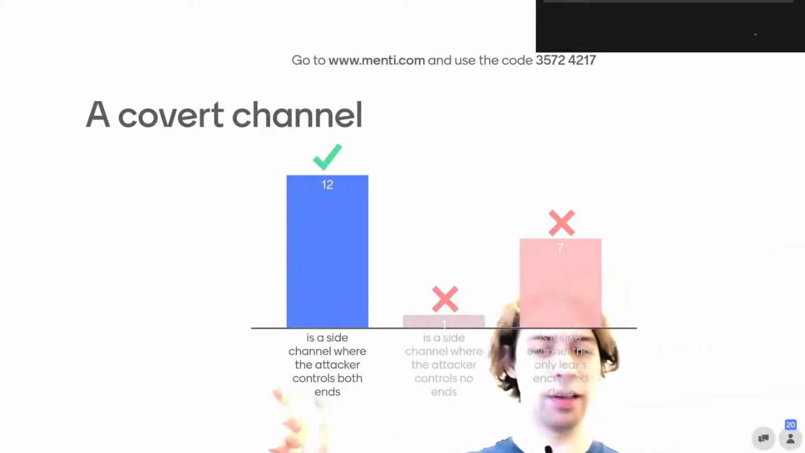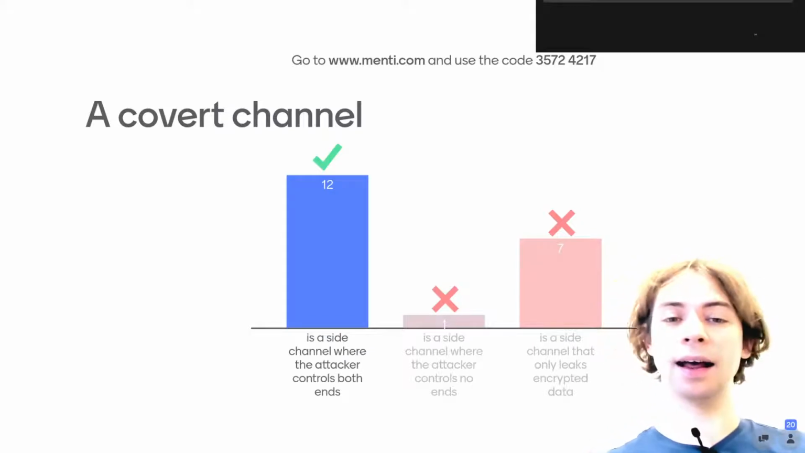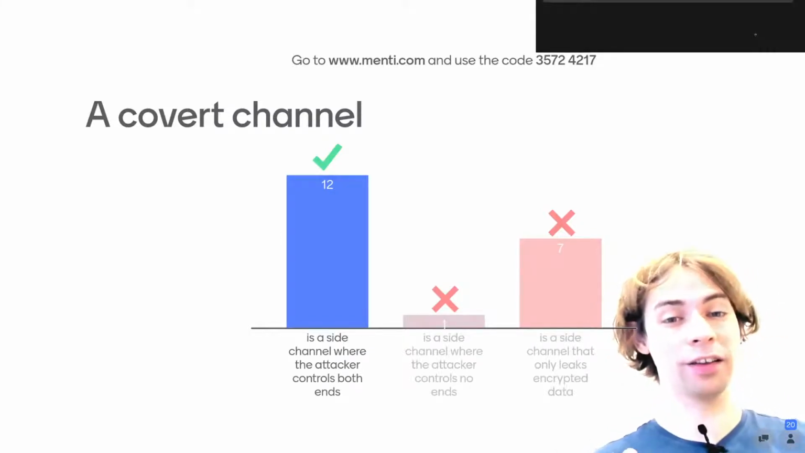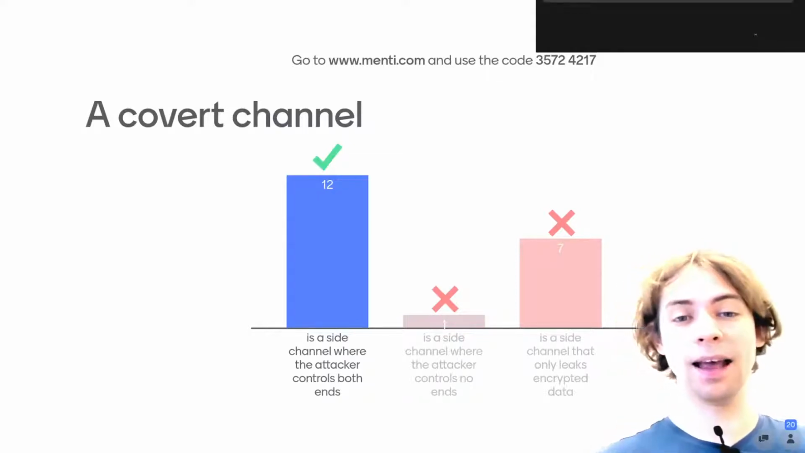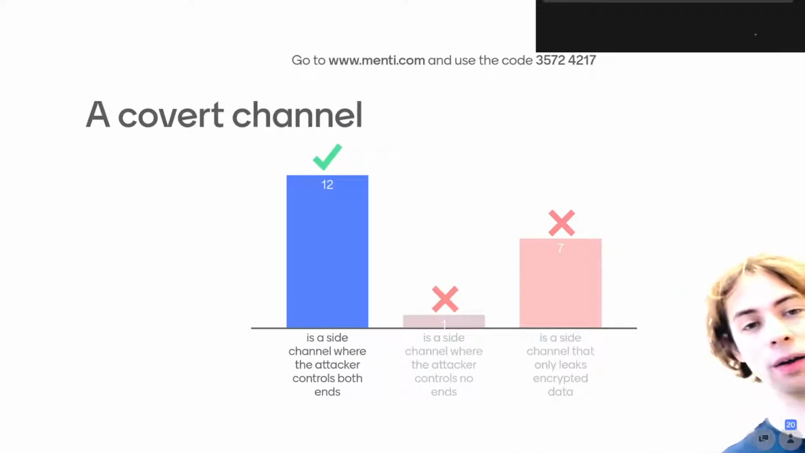A covert channel is a side channel where the attacker controls both ends. For instance, they are in isolated virtual machines that are not allowed to communicate with each other, but they can communicate with each other through a side channel. And that's what we call a covert channel.